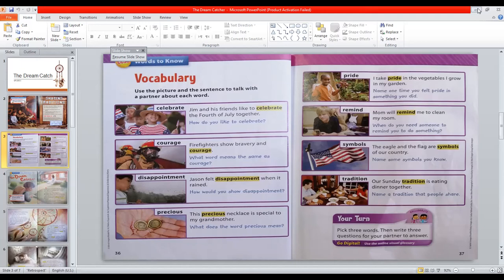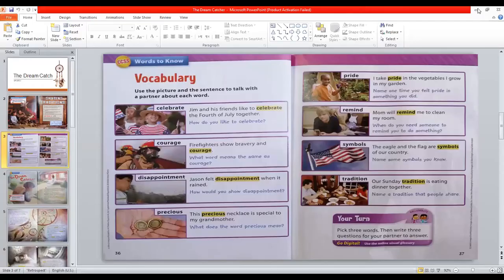Muhammad, are you with me? Okay, so I'm going to stop sharing the screen. I'm going to go back to Reem. We are going to start with the vocabulary words. I'm going to read the word, and I want you to repeat the word after me. Hamad, I want you to concentrate.